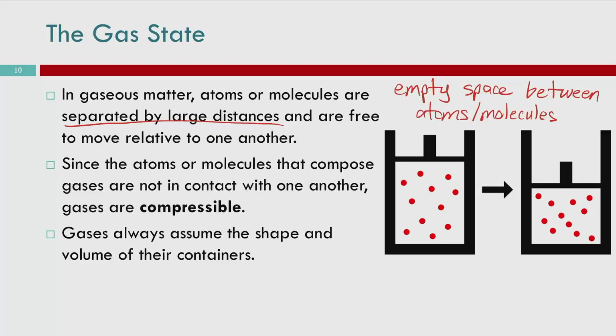And since we finally have some empty space in there, we could compress the gas. So this very low quality rendering of a piston. On the left, our piston is up high, and we've got all of our particles in there. We can push the piston down, and that'll force our particles to get a little bit closer to each other. We've just removed some of that empty space. So they're a little less free to move around.